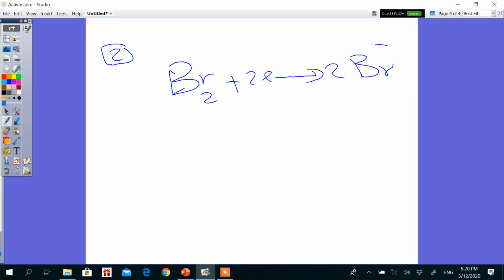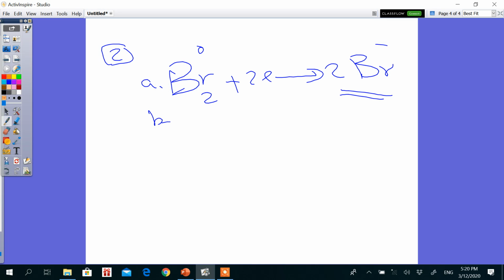I can solve number 2 with you: label each of the following half reactions as either oxidation or reduction half reaction. In A, Br2 plus 2 electrons changes into 2Br negative. It is from 0 to negative, so it is a reduction half reaction because it gains electrons. We can solve it easily.